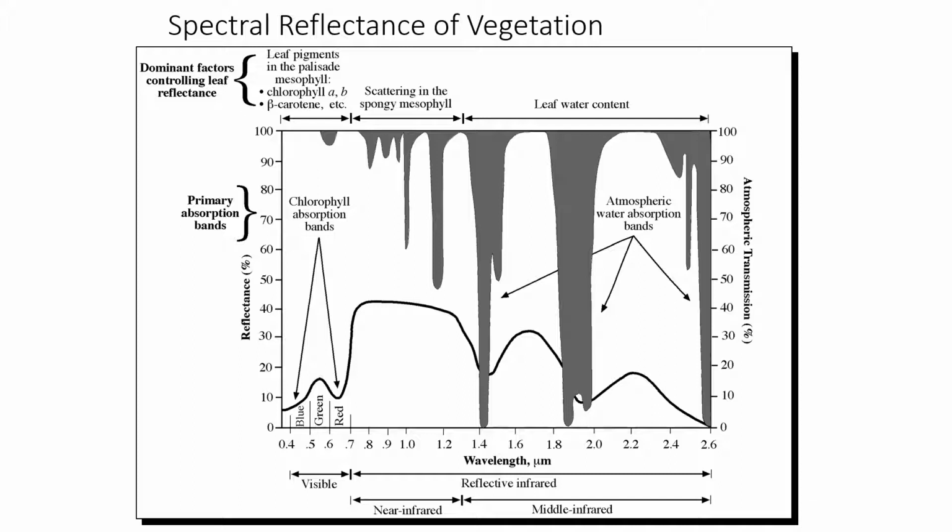Here is a nice illustration of the spectral reflectance of vegetation and how it behaves, and you can also see where the three atmospheric water absorption bands are. Now, this doesn't mean this is because of the water in the plant. This means that there is no signal transmitted through the atmosphere because the water in the atmosphere absorbs everything.